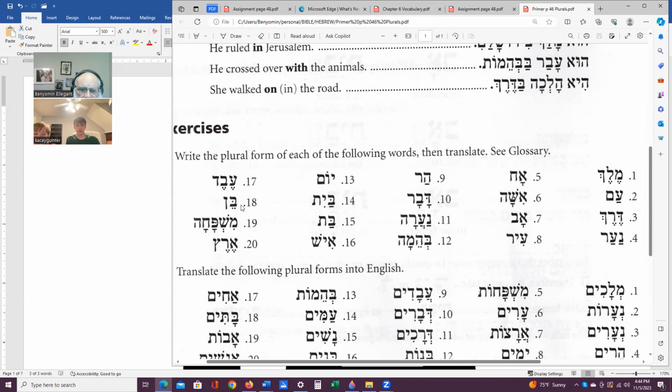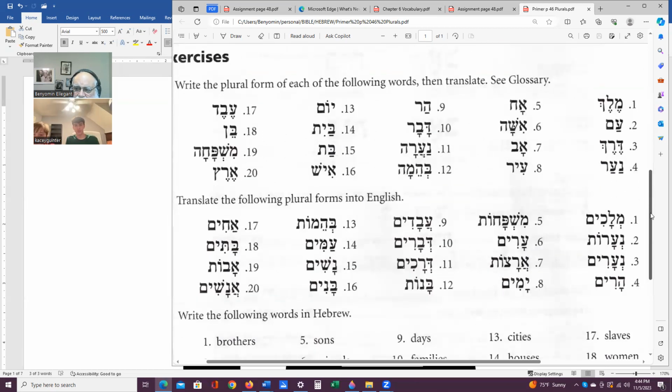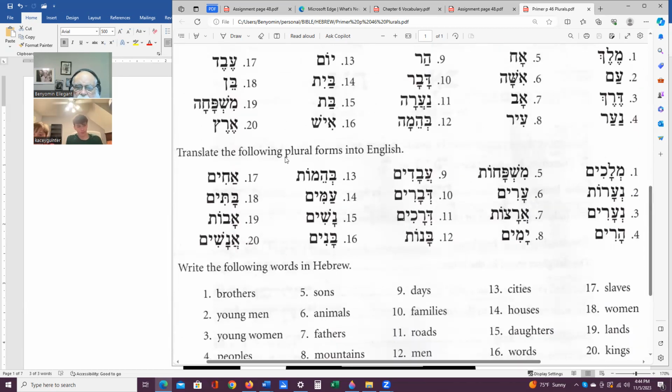Ben, son. Mishpacha, family. Very good. Eretz, land. Very good. You guys are on the ball. Okay, now these are your plurals. So what does this mean? Well, first of all, what is it?